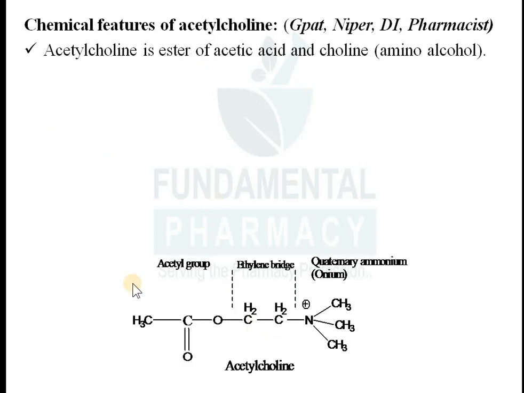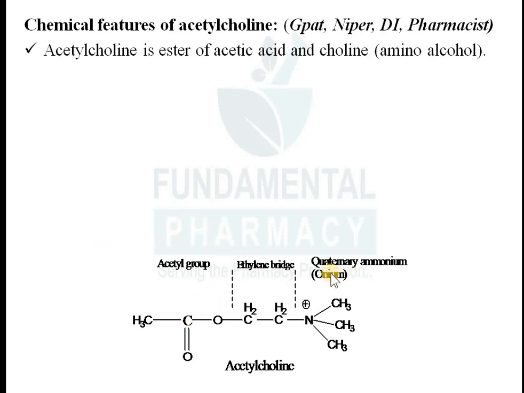Now you can see the structure of acetylcholine. It is divided into three parts. This one is known as the acetyl group, CH3 C=O. This one is an ethylene bridge, CH2 CH2, and this one is a quaternary ammonium, also known as the onium group or quaternary ammonium group. Then the ethylene bridge and the acetyl group. So it is the basic skeleton of acetylcholine.